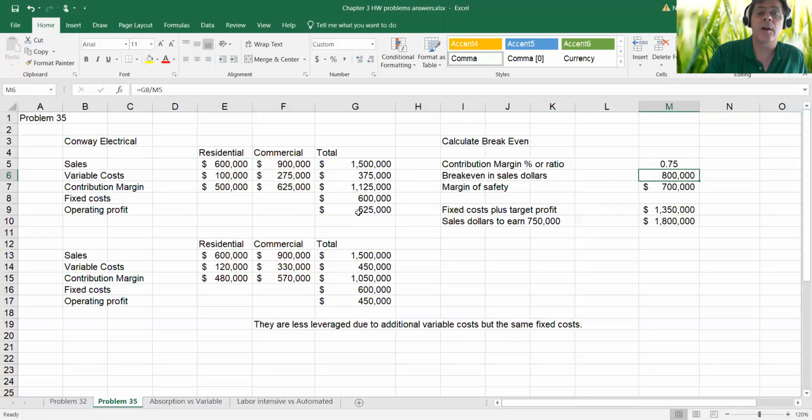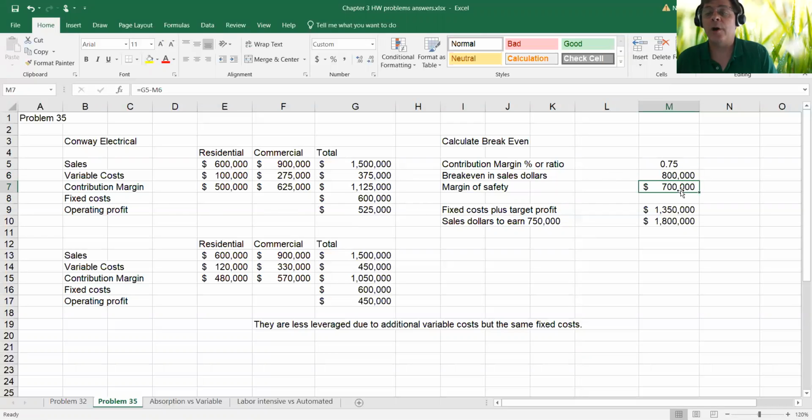And yes, we look at our operating profit and it's fairly significant, 525,000. So we are over our break-even point by 700,000. So that's our margin of safety. And again, because we don't have per unit information, we can't do that on a unit basis, only on a sales dollars basis. So we're at 1.5 million, our break-even point 800,000. So our margin of safety is 700.